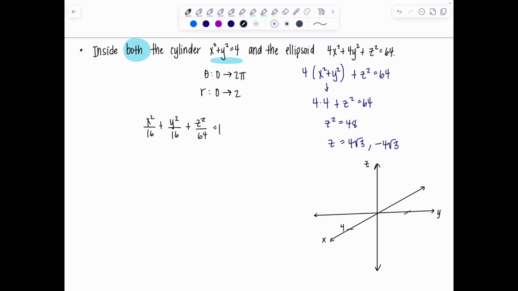4, 4, 4, 8. How much is 4 rad 3? I wonder. 4 times 1.7. Give me a minute. Because I just want to know how high to draw this intersection. Okay, here we go. Rad 3 times 4 is about 6.9. Okay, I just wanted to know that. All right, thanks guys for giving me that.